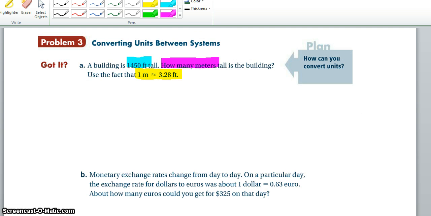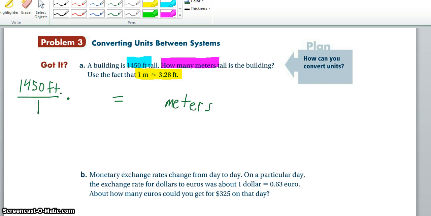Alright, here's the important info highlighted in number 3. We start by knowing that a building is 1,450 feet tall. We want to know how many meters tall it is, and we are going to use the conversion factor of 1 meter equaling right about 3.28 feet. Pause the video and try to set this up now.